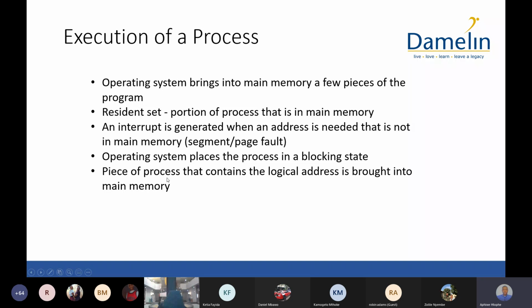And then they say the operating system places the process in a blocking state. Because the CPU is still fetching other pieces of this process from the mapping table and from the secondary disk, it's going to place that in a blocking state. They say the pieces of the process that contain the logical address are brought into main memory. So the piece or pieces that were missing were then brought into main memory, and then obviously the process is unblocked. It's put in an unblocked state, and the CPU continues executing it.